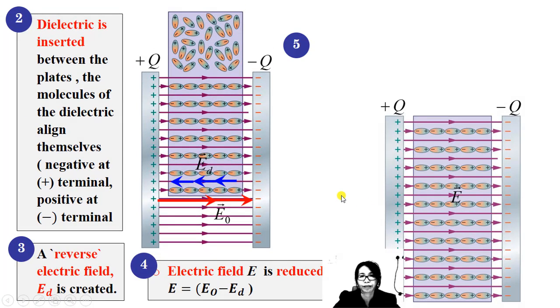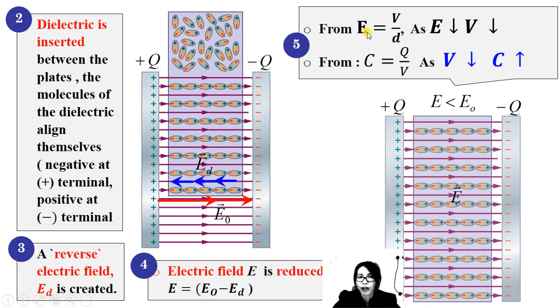From the equation E equal to V over d, recall this is the electric field formula we use for parallel plate or uniform electric field in topic 1. So we find out that as the electric field for the capacitor decreases, the voltage will decrease because E and V are directly proportional. And then recall from the formula of capacitance, C equal to Q over V. Since the charge in the capacitor is constant, the capacitance is inversely proportional to the voltage. So as the voltage across the capacitor decreases, the capacitance of the capacitor will increase. So this is how the dielectric, when inserted into the capacitor, increases the capacitance.